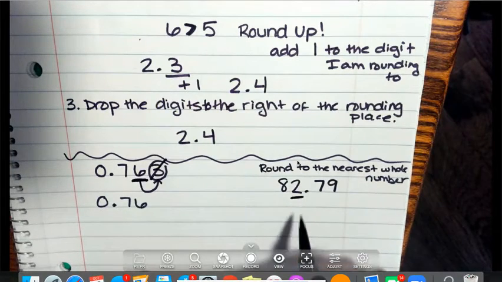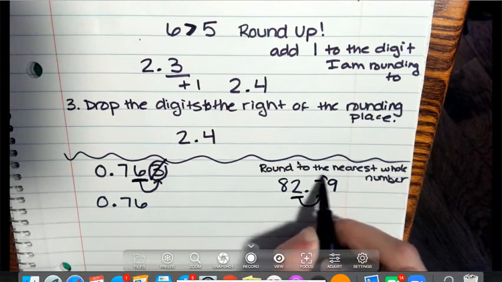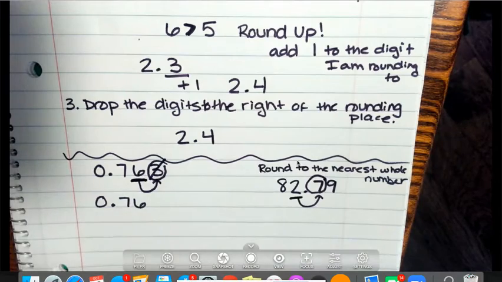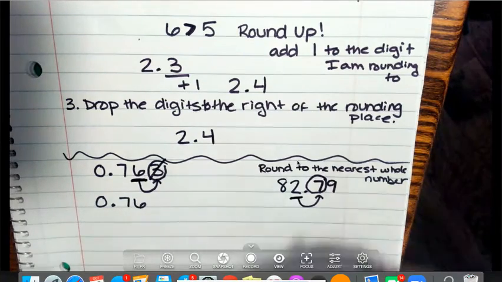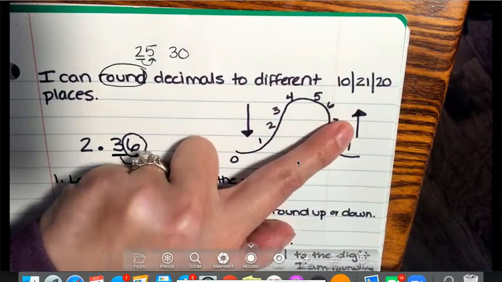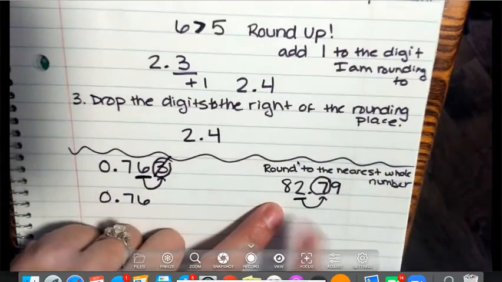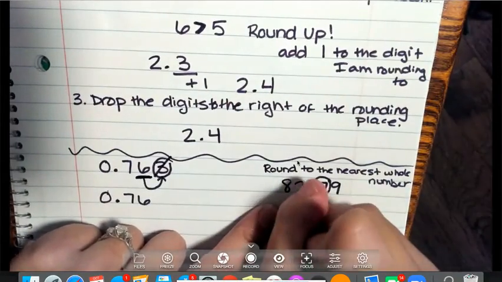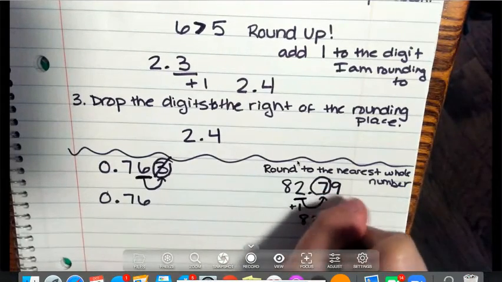So I'm going to take my 2. I'm going to look next door at my 7. Does my 7 tell me to round up or round down? Well, 7 on my rounding hill is on this side, which tells me to round up. So my 82, I add 1, my 82 becomes 83.